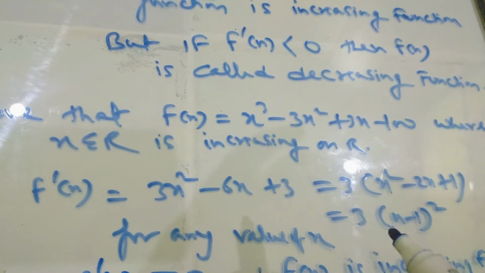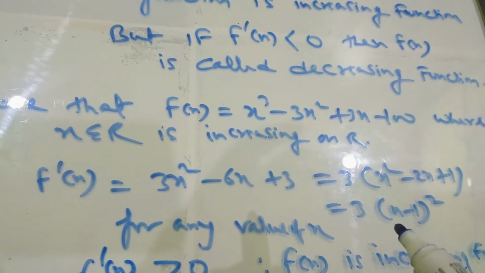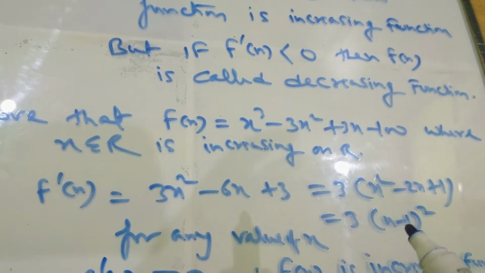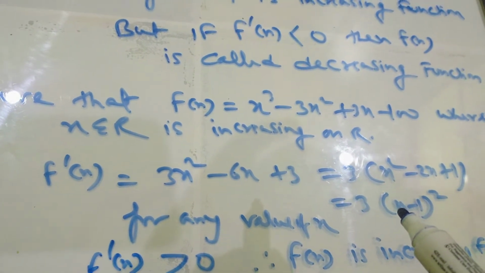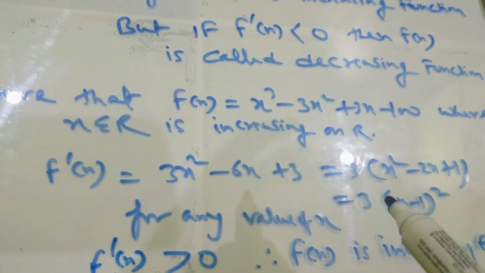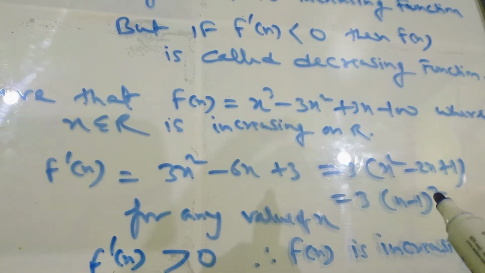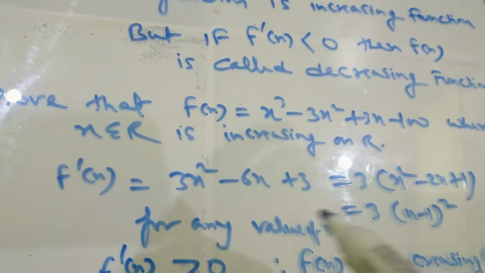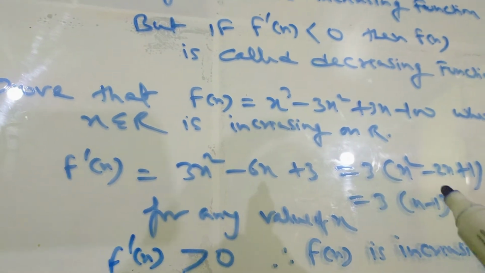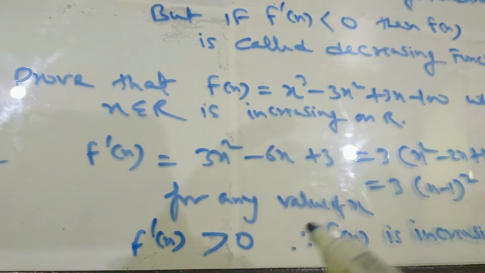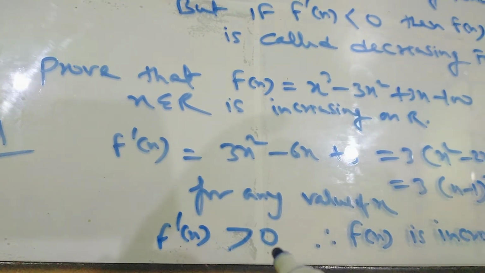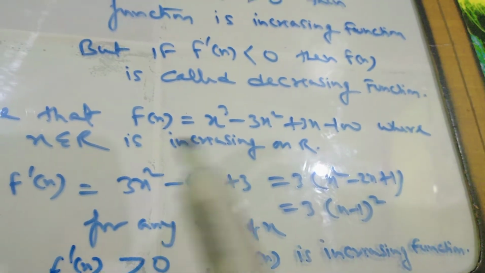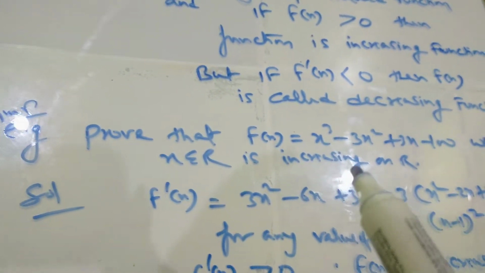Now you see, if you take any value of x, maybe a half, maybe in decimals, maybe negative, any value in place of x, the portion (x minus 1) whole square will always be positive, because outside it is a square. It is guaranteed that f dash x is positive for any value of x. So you can say that f dash x is greater than 0 for any value of x. Therefore f(x) is an increasing function, hence proved.